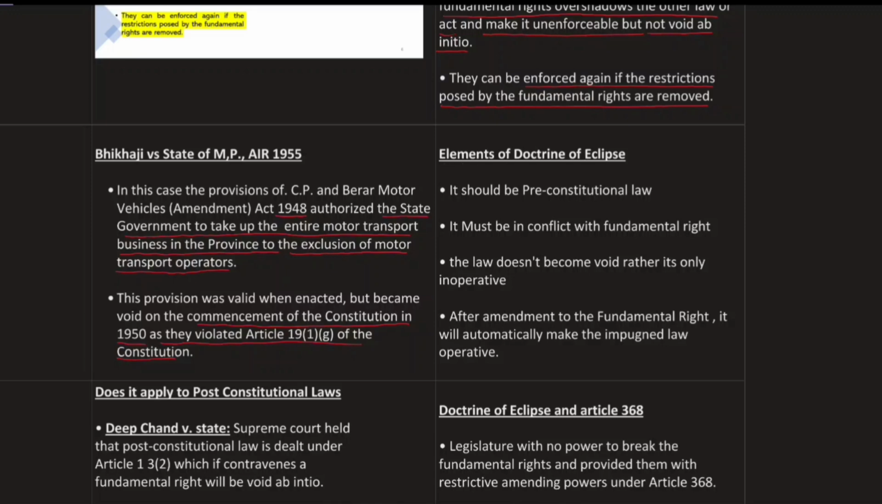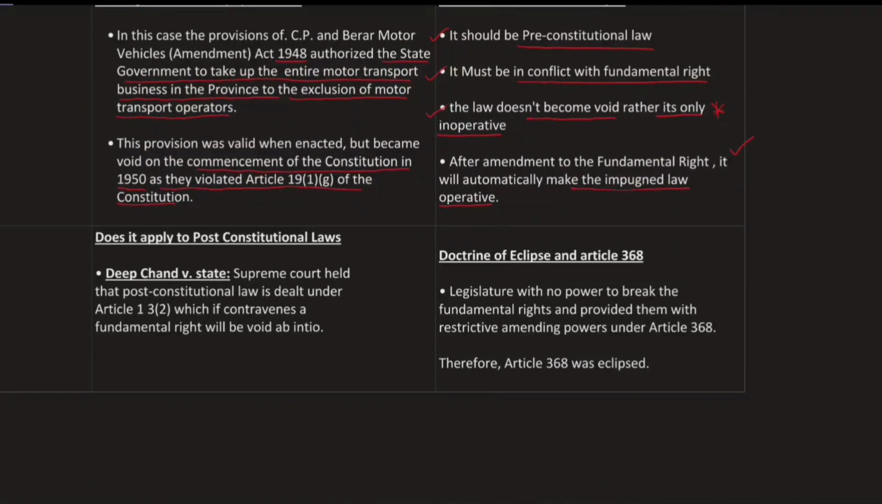Elements of the doctrine of eclipse. It should be a pre-constitutional law. It must be in conflict with fundamental rights. The law does not become void, rather it's only inoperative. After an amendment to the fundamental right, it will automatically make the impugned law operative.